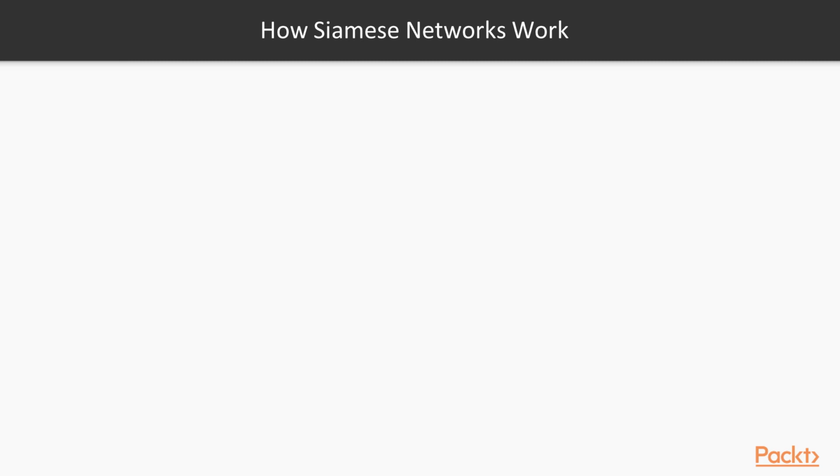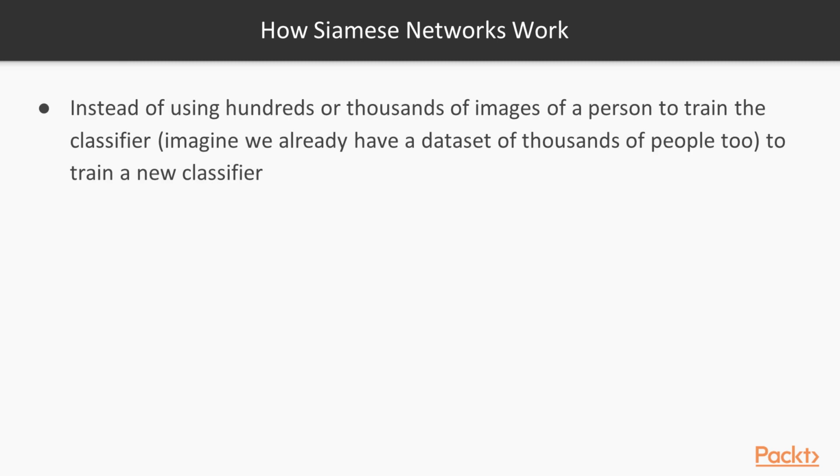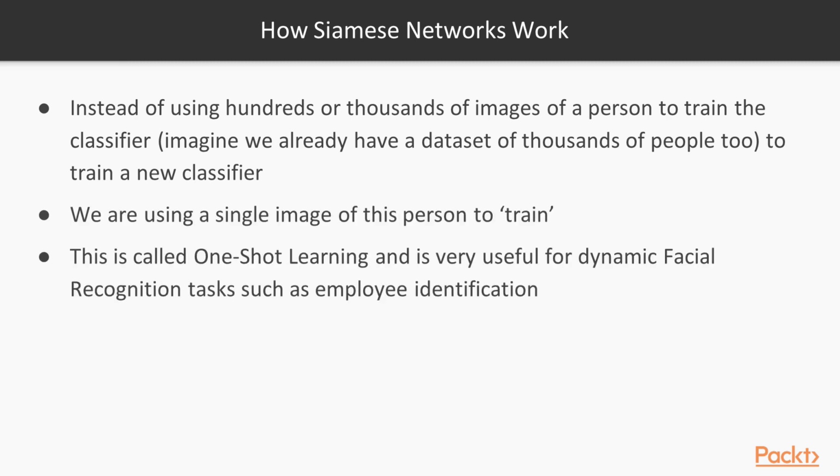So how this works now is that instead of using hundreds of thousands of images of a person to train a classifier, which you would normally need to do, we can do something called one-shot learning here, which is super useful and super cool. Essentially, imagine that you have a new employee that joins your company. You just take one picture of that employee, load it into the database of employees you have, and you can quickly create some sort of facial recognition tool that works quite well on that single image from that employee. You don't need to feed it hundreds or thousands of different images of that one person to train this neural network for facial recognition.